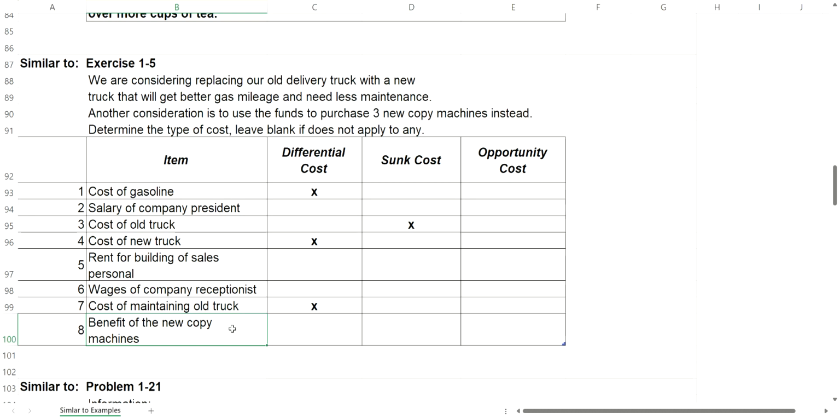And then what about the benefits of the copy machine? If we decide to buy the copy machine instead of the truck, that would be an opportunity cost. Because what we'd be doing, we'd be giving up the truck in order to buy the copy machines.